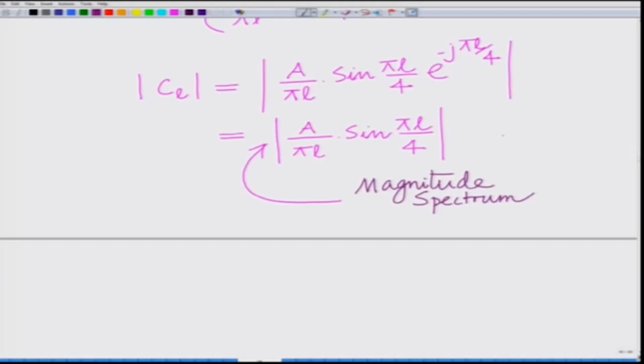Alright. And also, as I have said, in this simplification we have employed the fact that magnitude of e power minus j theta equals 1, that is, magnitude of e power minus j pi L by 4 is equal to 1. So, this is magnitude CL. This is basically a simple example for the computation of the discrete Fourier series spectrum of this periodic pulse signal with period capital T and pulse width capital T over 4.